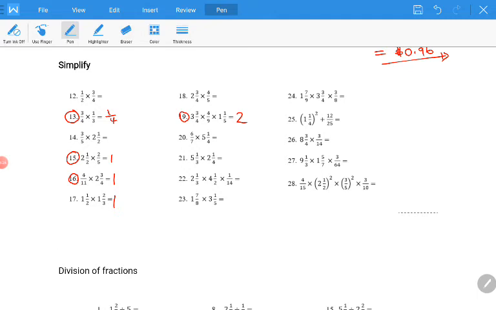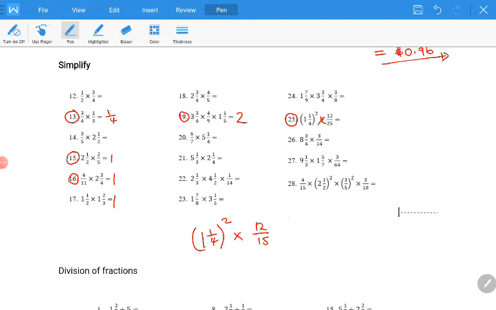Let's look at another example, which is question number 25. Question number 25 is saying 1 and 1 over 4 squared plus, we are dealing with multiplication, so it's supposed to be multiplied by. So there was a typing error here. So it's times 12 over 15.